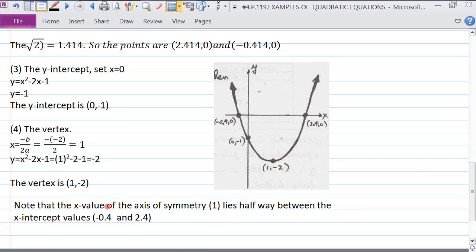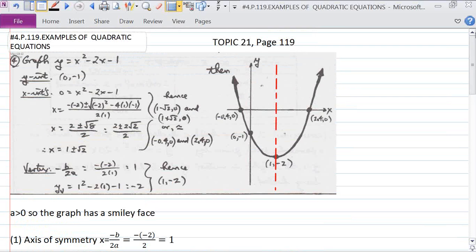Note that the x value of the axis of symmetry, so here the x value of 1, lies halfway between minus 0.4 and 2.4. If we add these two together, we get 2. We divide by 2 to get halfway. It's 1. And that's always a way of checking that the x value of the axis should be halfway between these two values. Let's go to the next problem, number 5.